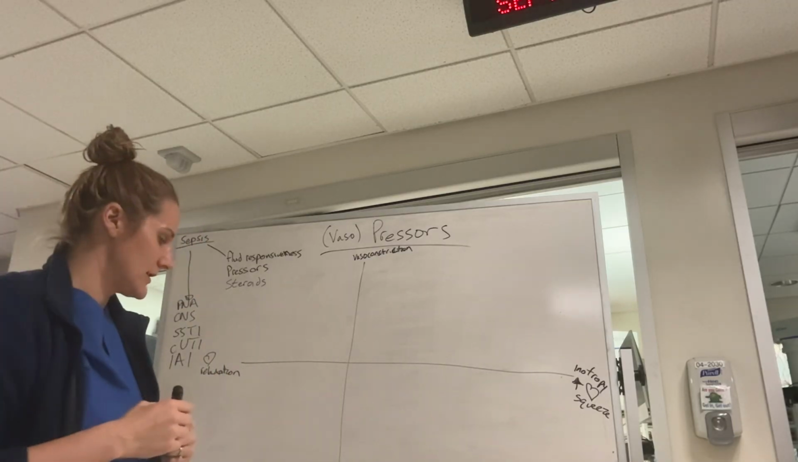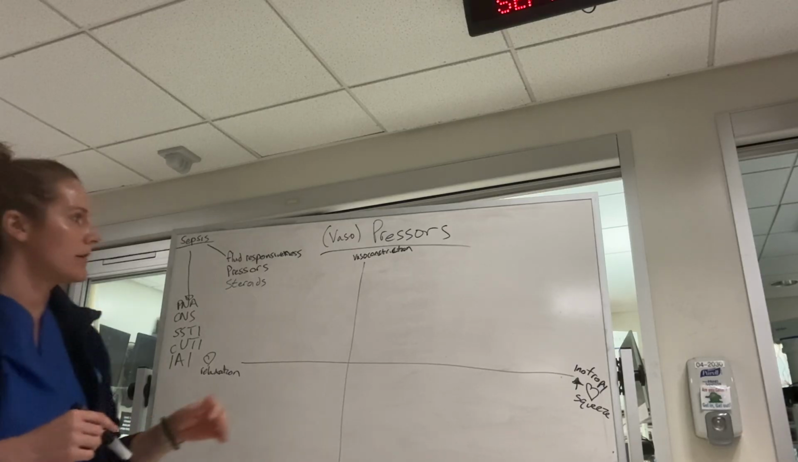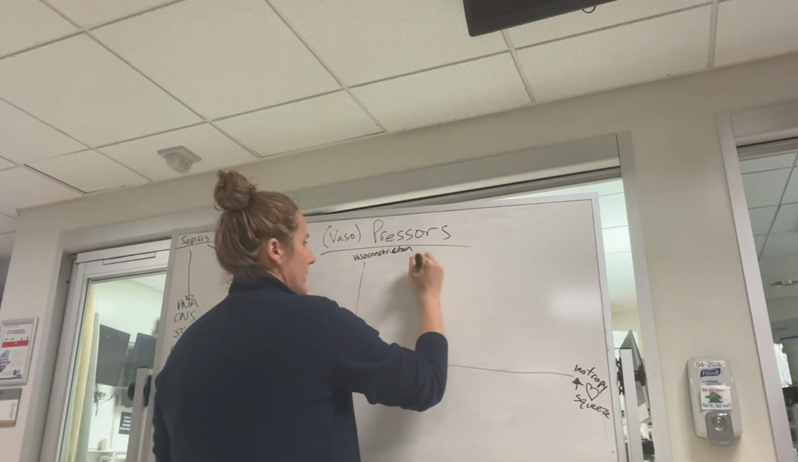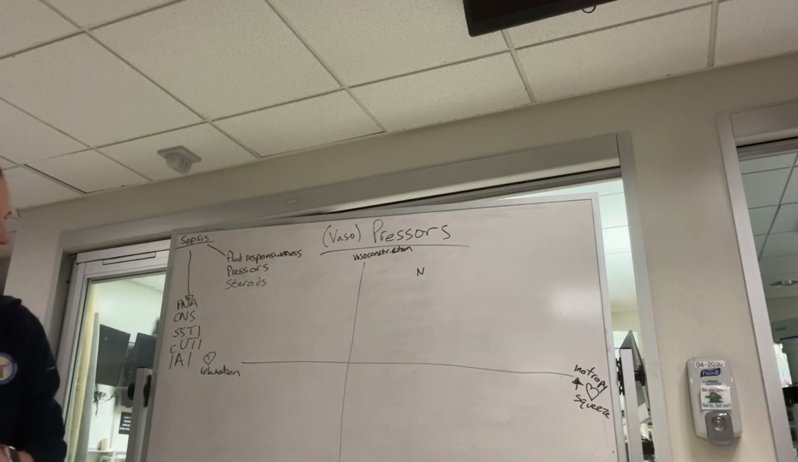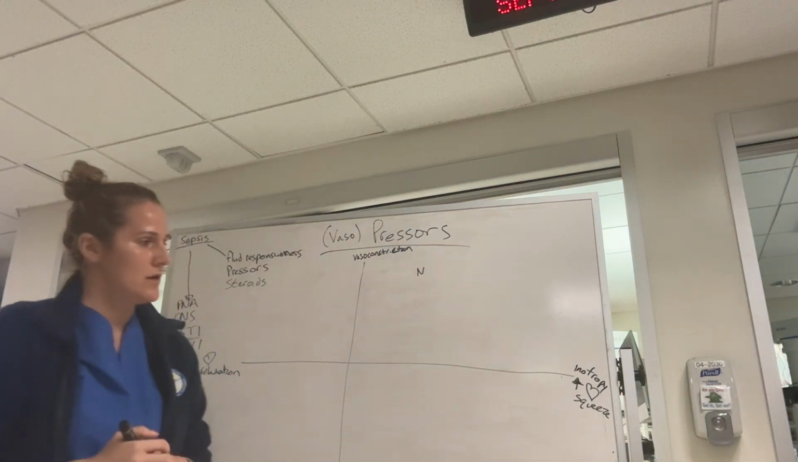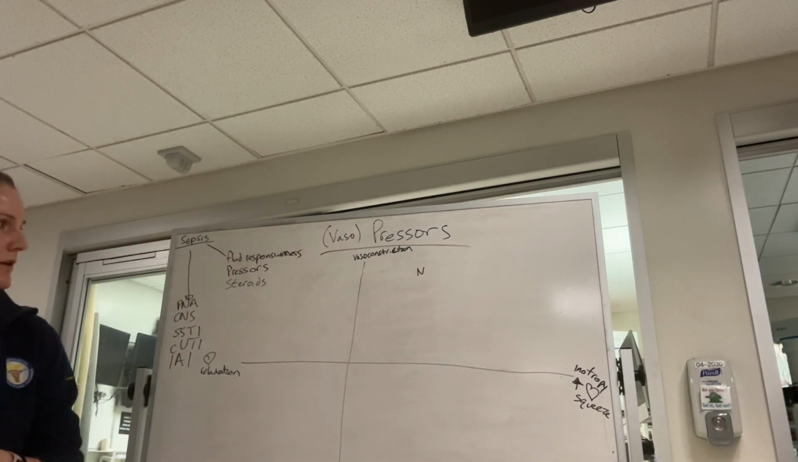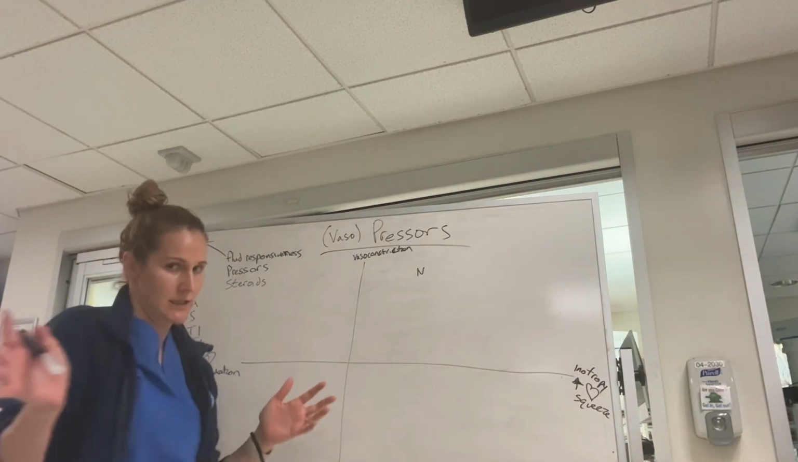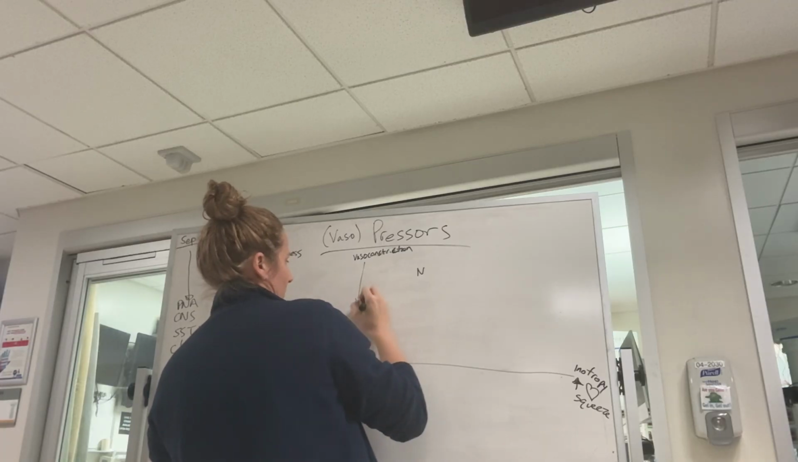Norepinephrine. Okay, so norepinephrine has a decent amount of vasoconstriction, but also some inotropy. So I'm going to put it here. It gets an N for norepinephrine. All right, and then our second line pressor is vasopressin. So I'd put vasopressin here.